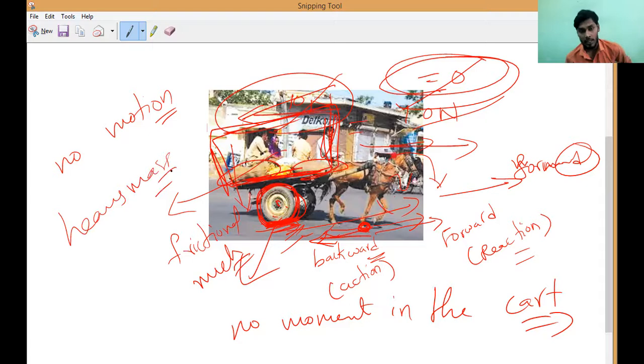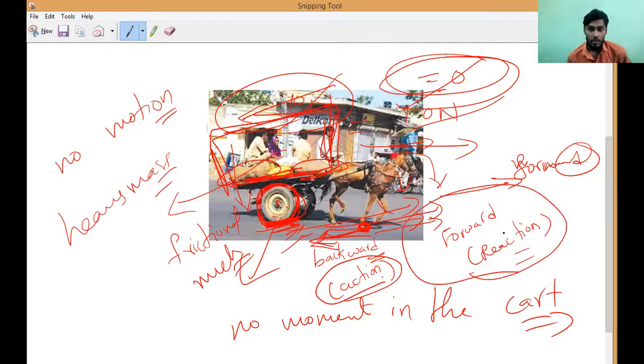Here also, Newton's law is applicable. When the horse is trying to push the ground in a backward direction, that is what we should call the action. Because of this action, the ground will exert a forward force on the horse. So that is what we should call what? Reaction. That is the reason why the horse will start moving forward.